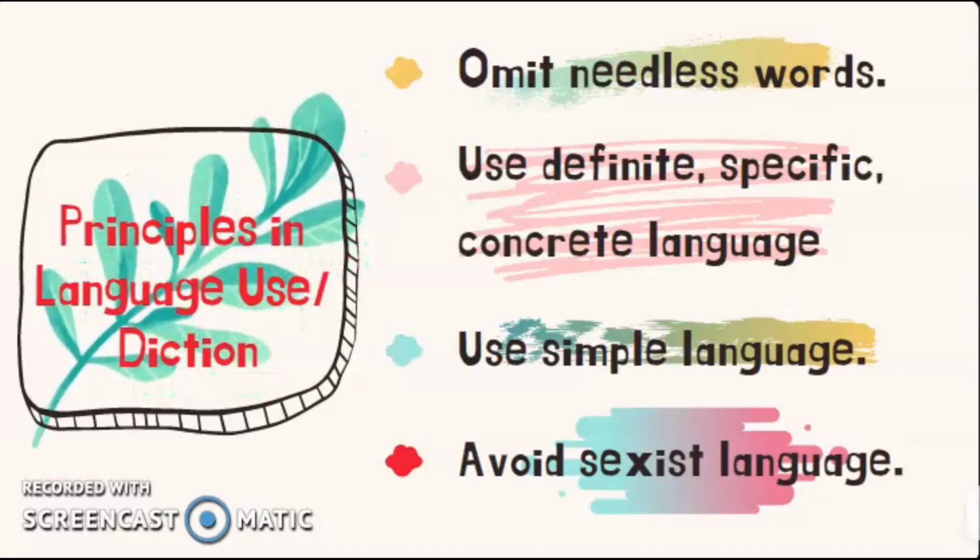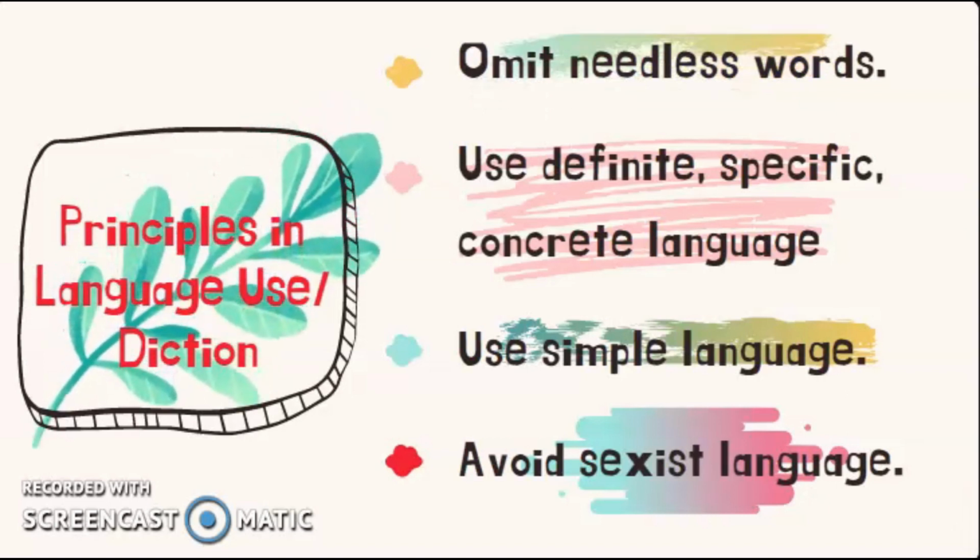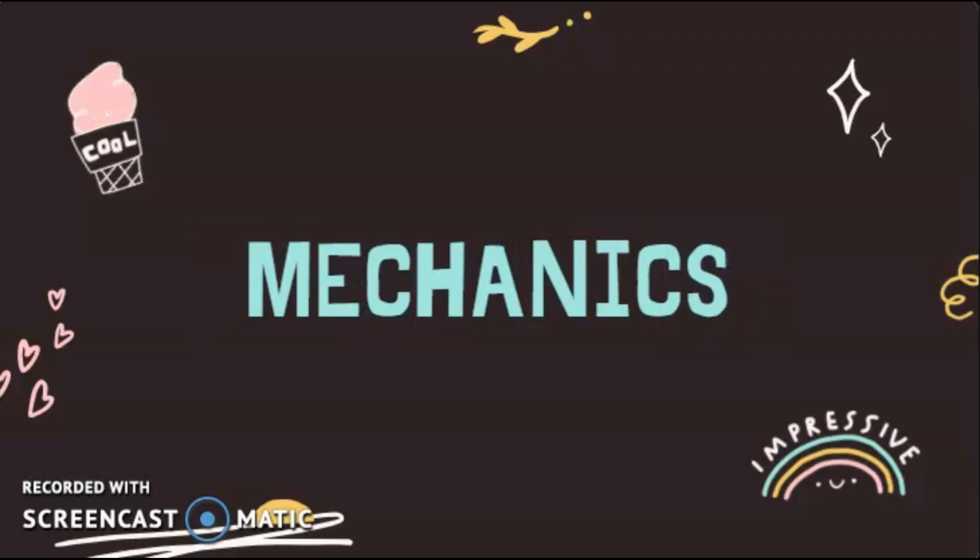Now let's move on to the next property of a well-written text, which is mechanics. Mechanics also play an important role as one of the properties of a well-written text. Please read the given example.